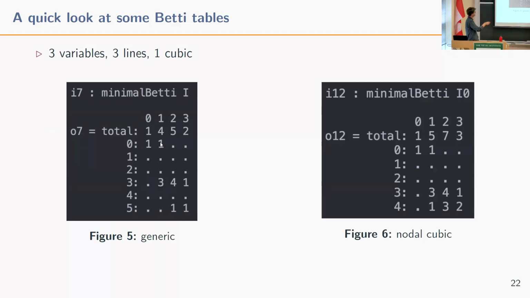So you see this one linear form, and now I have 3 generators in degree 4. And here in the node, if I introduce a nodal cubic, I get 1 additional generator here. And the goal of the project is to explain these additional generators.